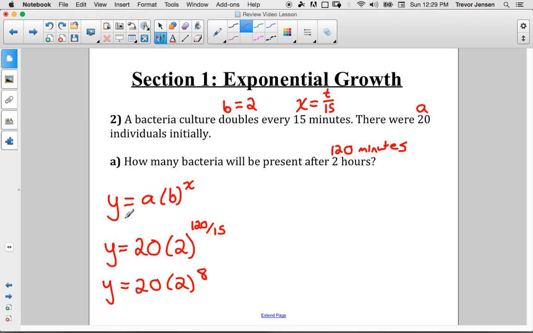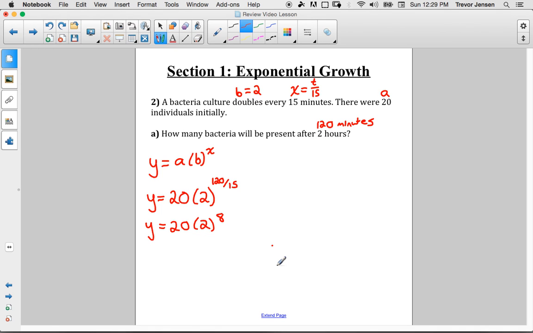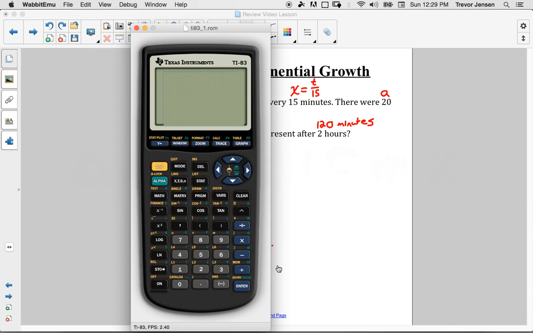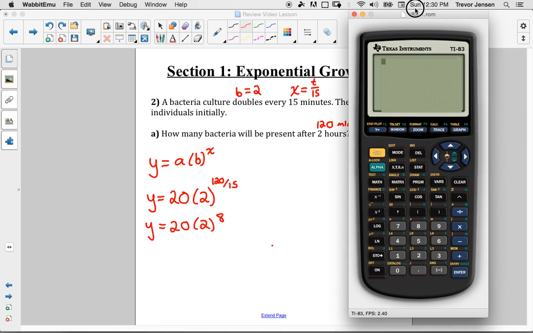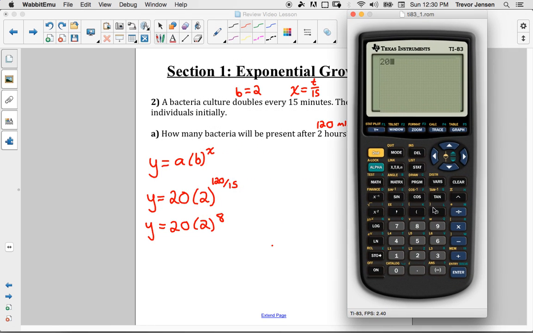So if we were to multiply this out, 20 times 2 to the 8, I'll show you on the calculator for this one, just so you know where the to the exponent of button is on your calculator. So on your calculator, make sure you know how to type this in. 20 times 2. Make sure you know where your to the exponent of button is. On this calculator, it's that button right there, to the exponent of 8. So it'll do 2 to the exponent of 8 first, and then multiply it by 20. If we evaluate that, we get 5,120.